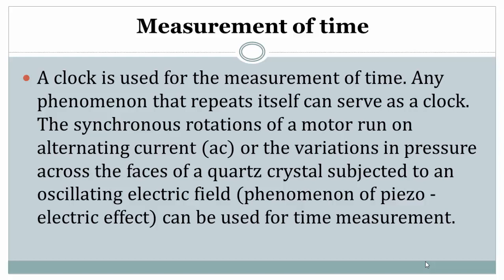Measurement of time. A clock is used for the measurement of time. Any phenomenon that repeats itself can serve as a clock. The synchronous rotation of a motor on alternating current or the variations in pressure across phases are also considered as the measurement of time.